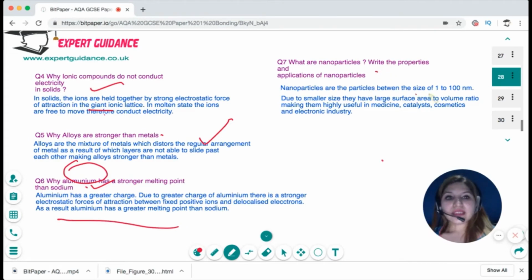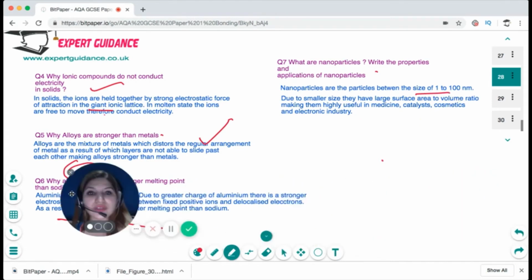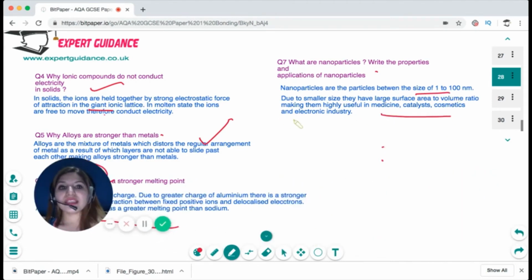Nanoparticles are particles of size 1 to 100 nanometers. Due to their smaller size, they have a high surface area to volume ratio, making them useful in medicine and as catalysts.